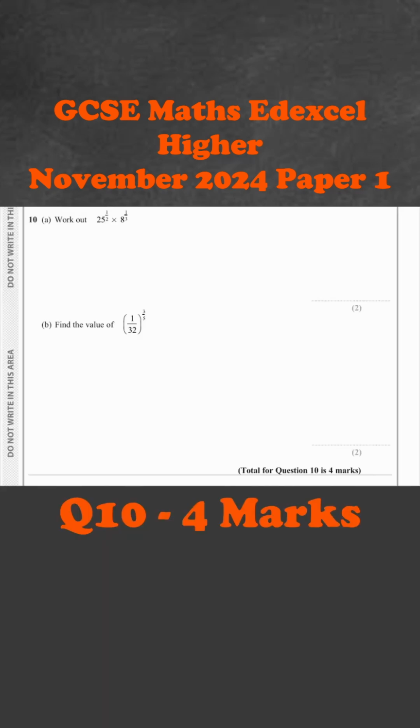Question number 10. Work out 25 to the power half times 8 to the power third. 25 to the power half is the same as saying the square root of 25. And 8 to the power third is the same as saying the cube root of 8. So what number squared gives 25? That will just be 5. And what number cubed gives 8? That will just be 2, as 2 times 2 times 2 is 8. Therefore, the answer to part A is just 10.